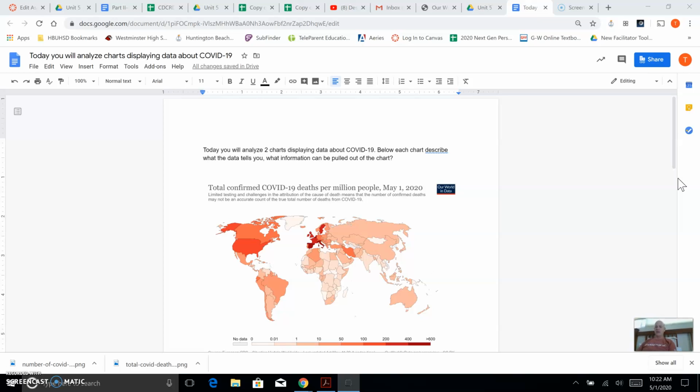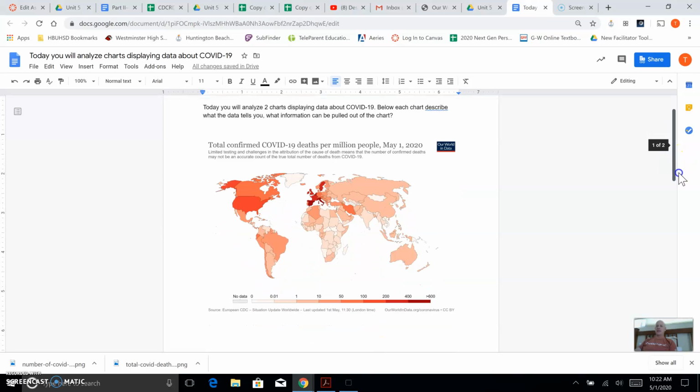In today's assignment, when you download it, all I want you to do is analyze these charts. There's 2 charts, and they all deal with the COVID-19 outbreak. The first one is total confirmed COVID-19 deaths per million people as of May 1st. So it gives you a legend down here describing what the different colors are, and I want you to analyze it and tell me what it tells you. Not in general, but be specific, talking about what information you can pull out of the charts.